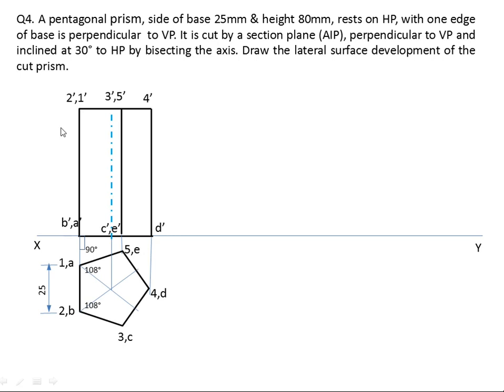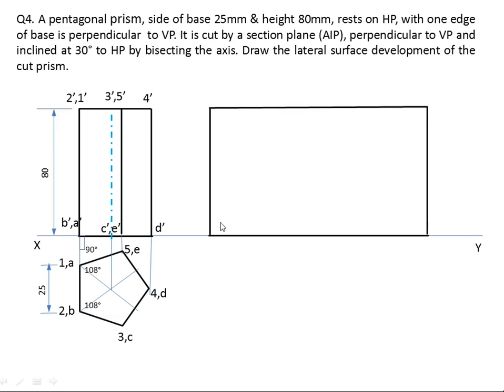Give the naming to the points 2, 1. So this point 2 is first. After that 1, then 3 is visible. Then behind 5, and this is 4. Similarly B dash, A dash, C dash, E dash, and D dash. This is the front view. Now give the dimensions. Then draw the development of that lateral surface.